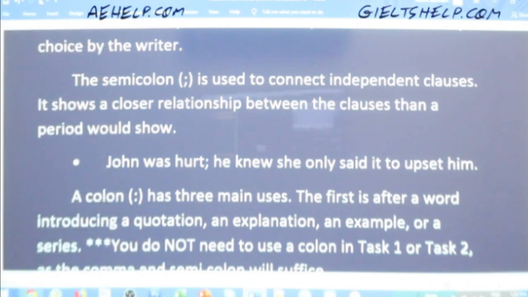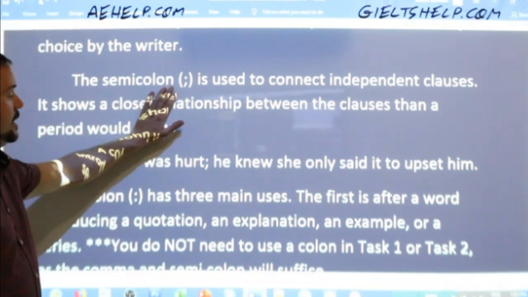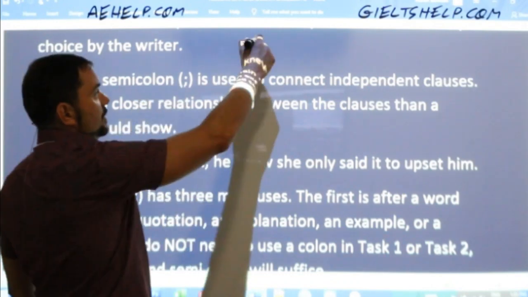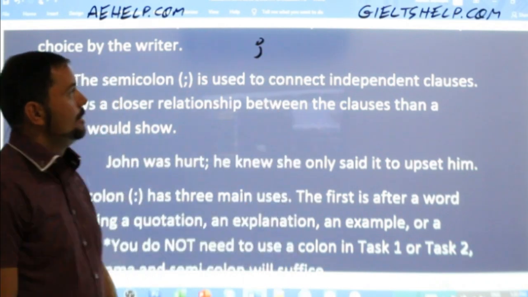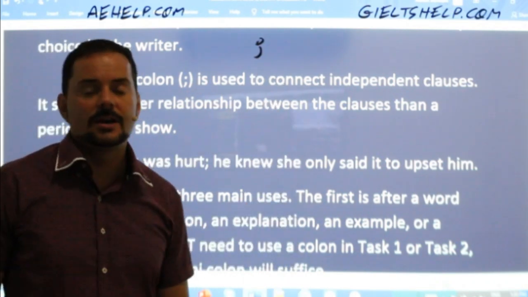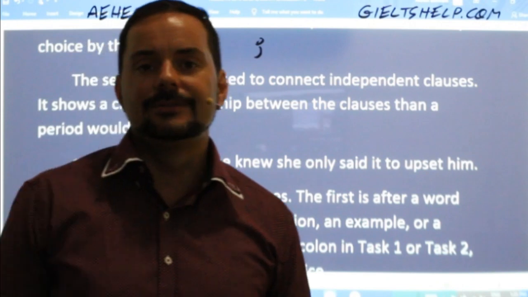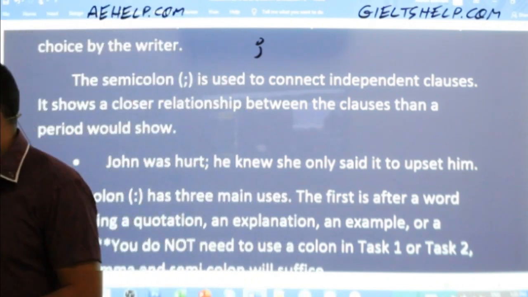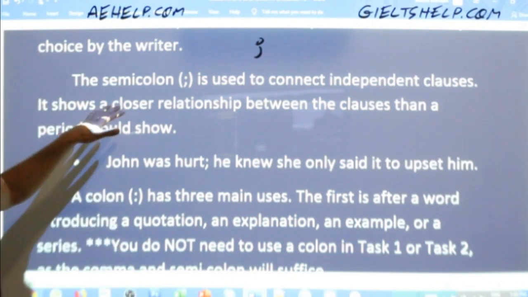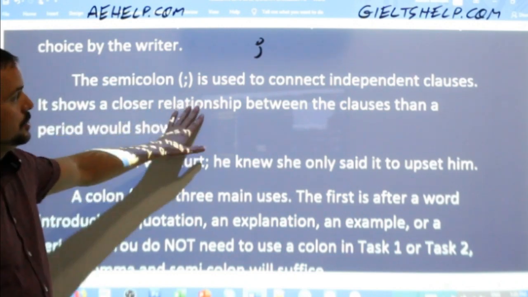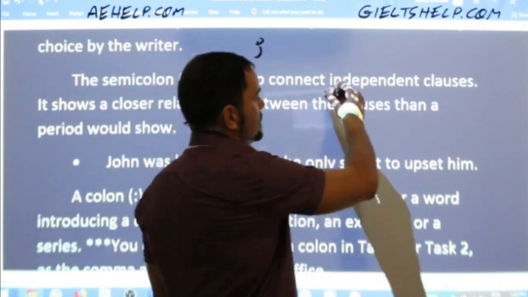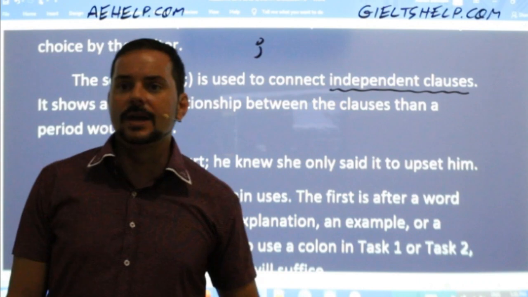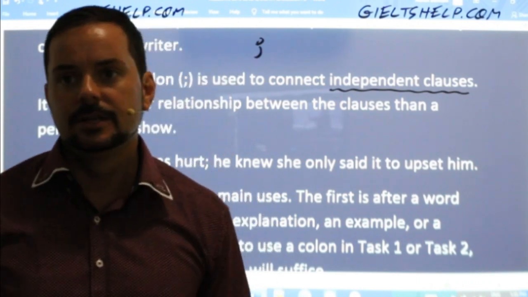Let's talk about the semicolon. The semicolon is kind of this dot with this comma underneath. So it's like multiplying or dividing the period with the comma. Now, the semicolon is used to connect independent clauses. What is an independent clause? What's another way to say independent clause?